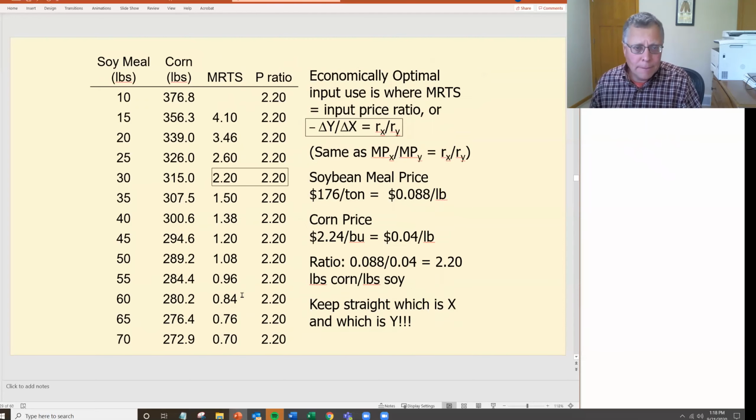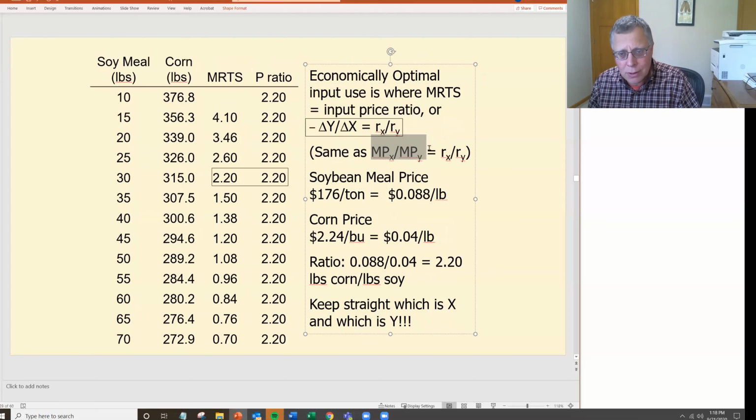And then the last part is the price ratio. We know the ratio of the marginal products has to equal the input price ratio. And so all we've done here is the ratio of the marginal products, that's the MRTS column, and here's the price ratio. The soybean meal is $176 a ton or 8.8 cents a pound. Corn price is $2.24 a bushel, which ends up being 4 cents a pound. So the price ratio is 0.088 divided by 0.04 or 2.2 pounds of corn per pound of soybeans.